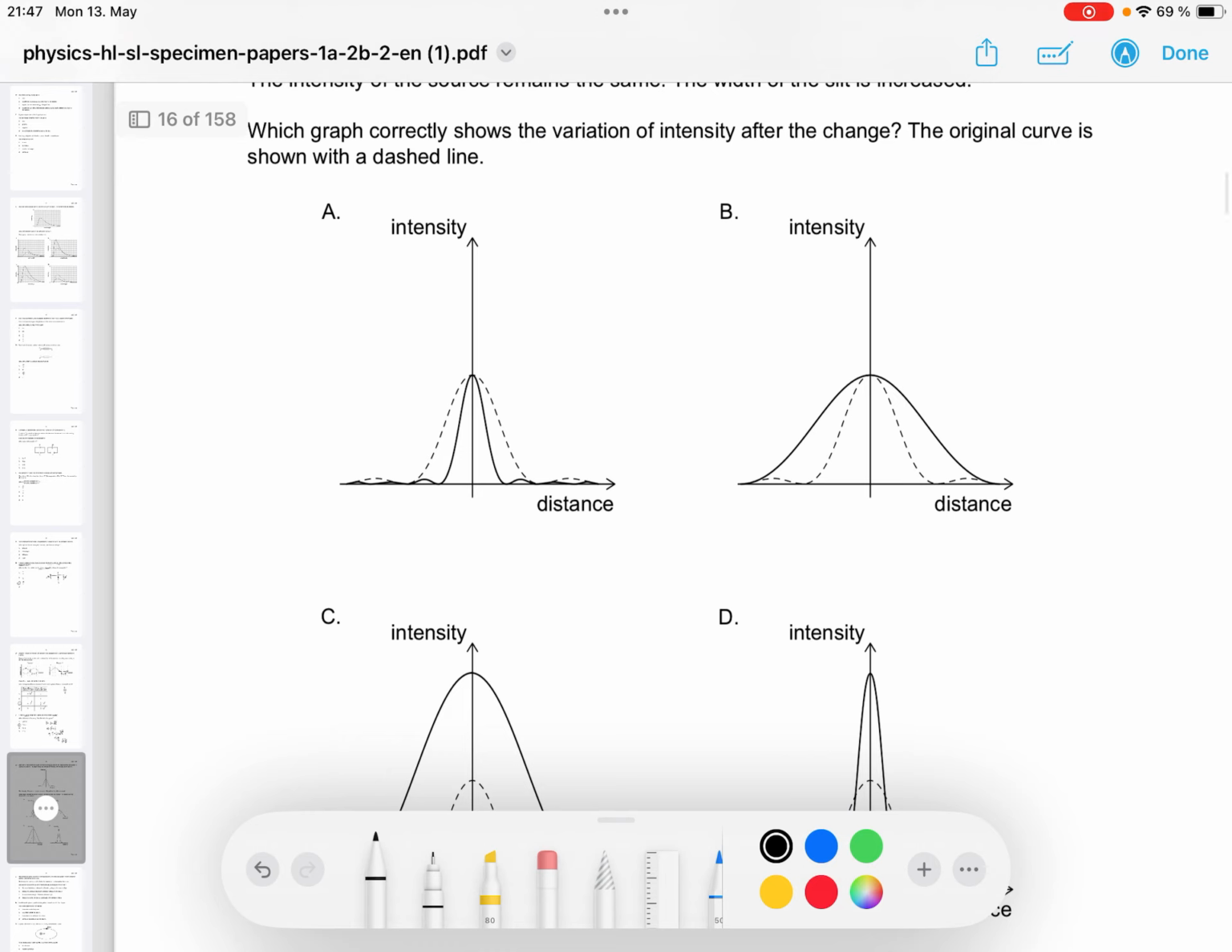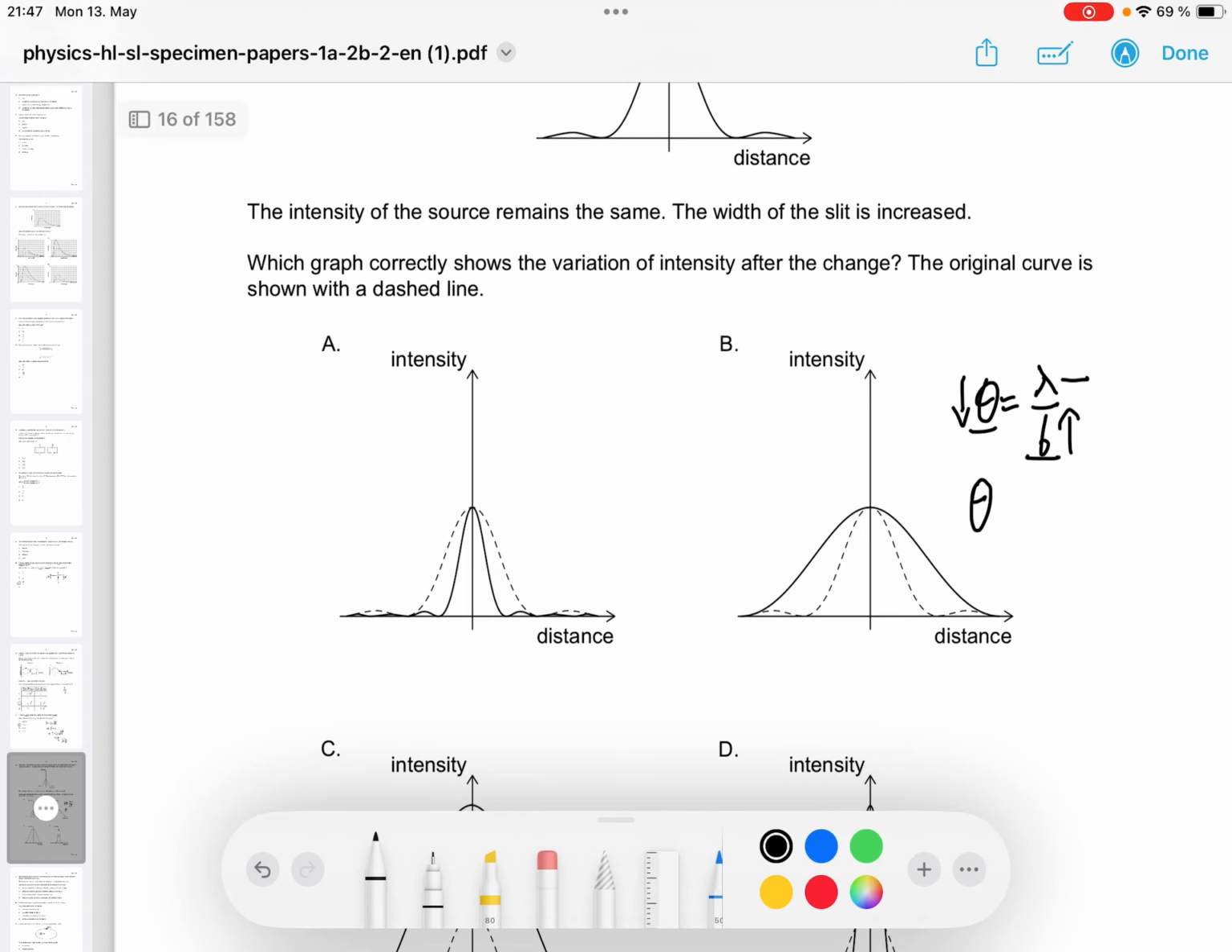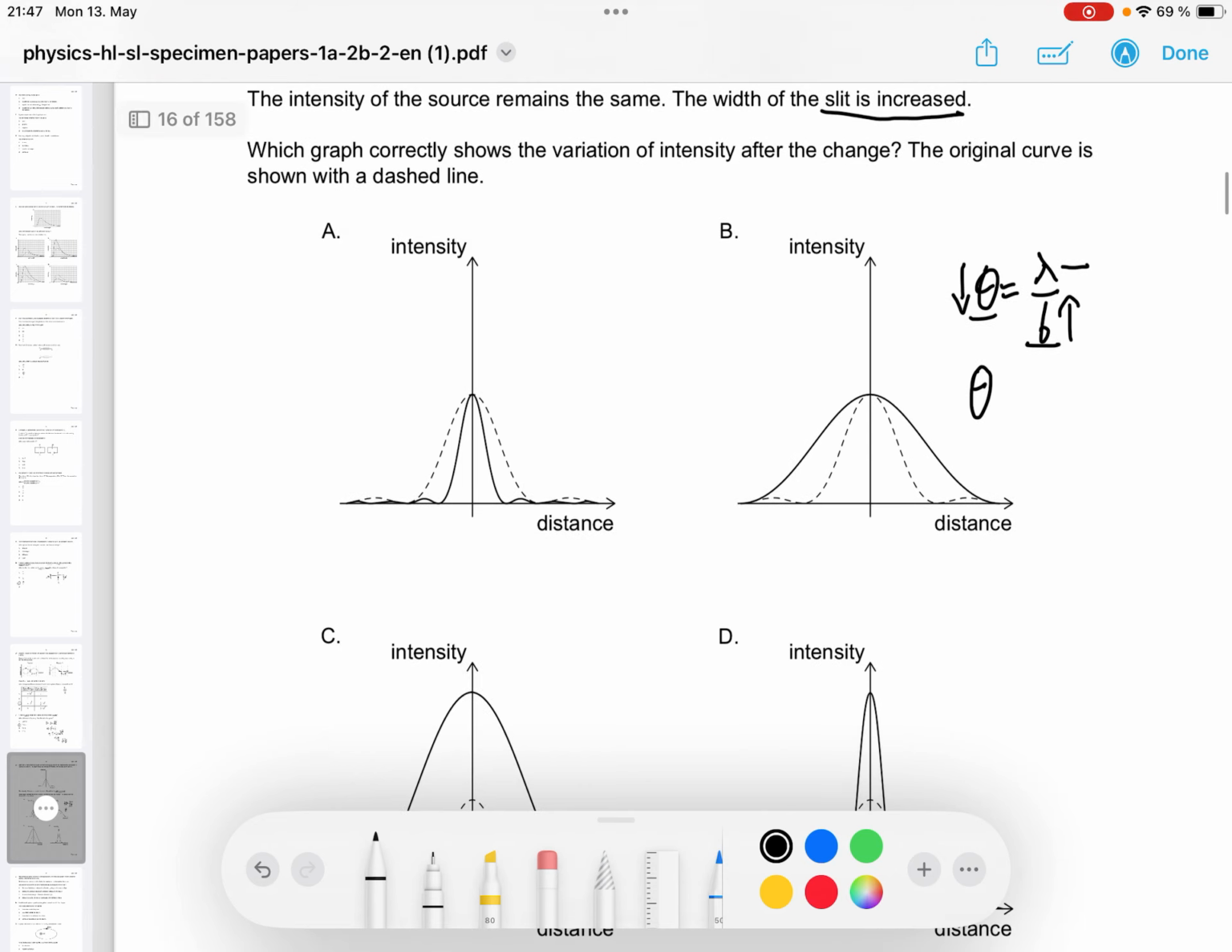Okay, so for this we just simply go to C.3 in the data booklet and we see that theta equals lambda over b, where b is the width of the slit and theta is the angular separation between the fringes. So if we increase the width of the slit, then theta will have to decrease as b, the denominator, will increase. The wavelength is always a constant, so theta will decrease.